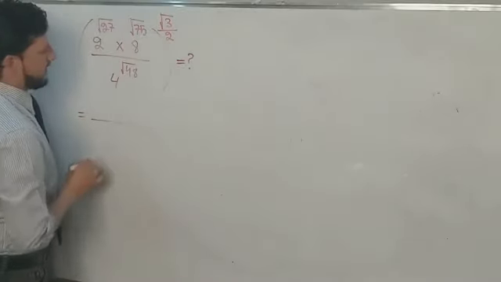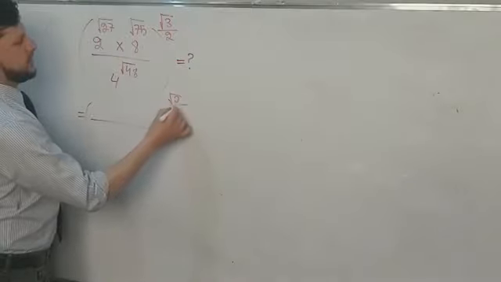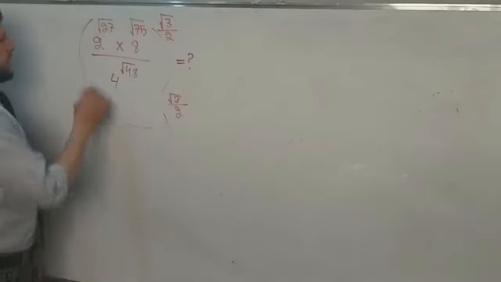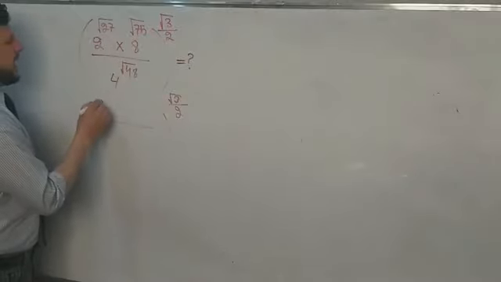First, if you have these brackets, you have to write the root over 2 and 2 to the power of 27. Write 27 as 9 multiplied by 3.